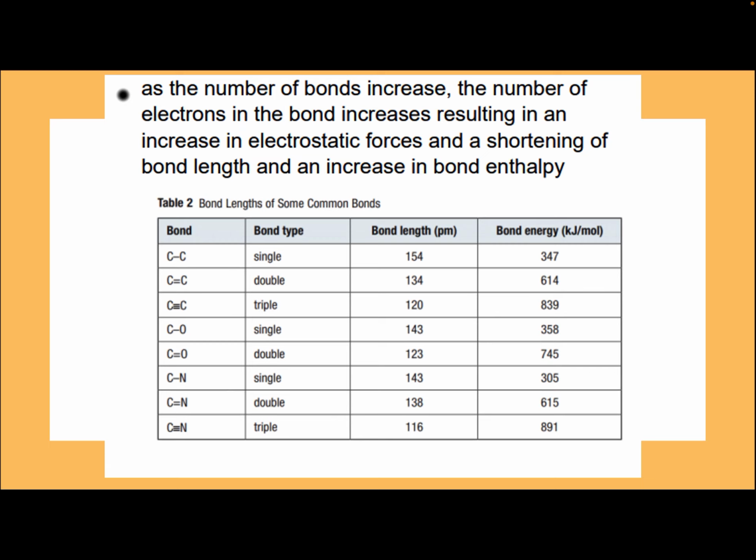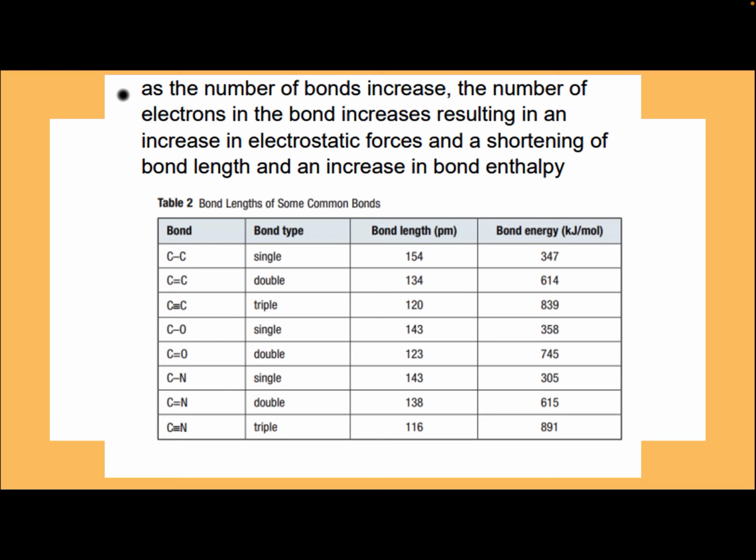As the number of bonds increases, the number of electrons in that bond also increases, and therefore we have an increase in the electrostatic forces. On top of that, that also shortens the bond length and increases the bond enthalpy. So you can see here the bond lengths of some of the most common bonds. We're bonding different carbon, oxygen, or nitrogen, depending, and it can have a single, double, or triple bond type.